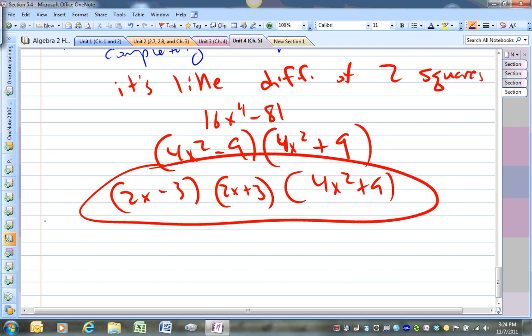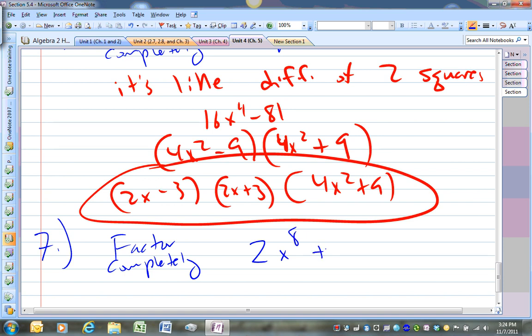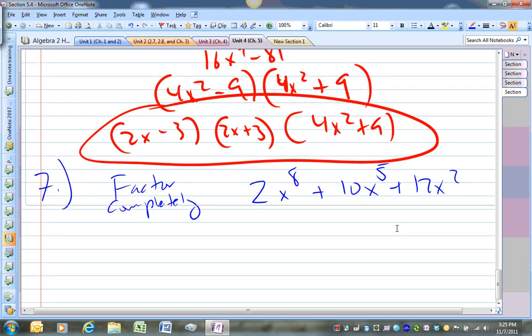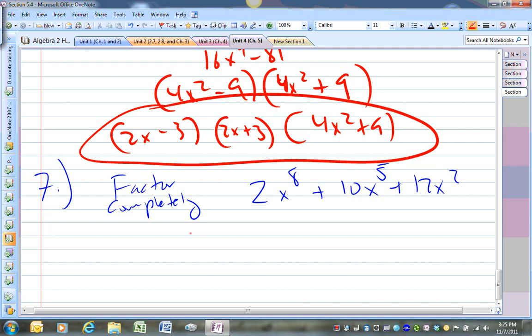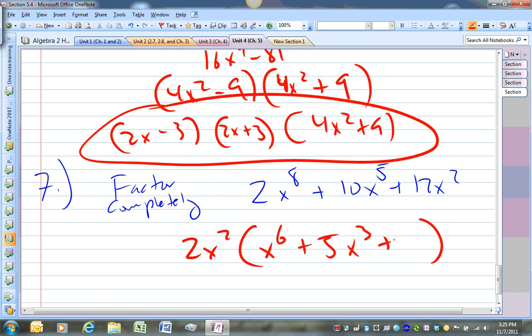Let's try another one. That's also kind of weird. Factor completely 2x to the 8th power plus 10x to the 5th power plus 12x squared. If you think about it, I probably could pull out a 2x squared, that's common among all three terms, plus 5x cubed plus 6.